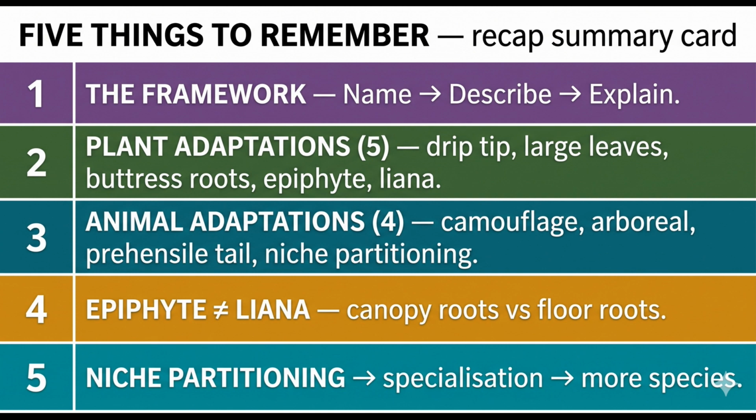4. Epiphyte does not equal liana. Epiphyte roots in the canopy on a branch, liana roots in the floor and climbs. 5. Niche partitioning reduces direct competition, which allows more species to coexist, which is one reason why rainforest biodiversity is so high. Know these 5 things and you have the full picture of what this video covers.